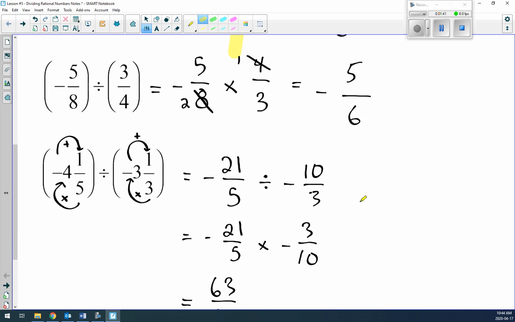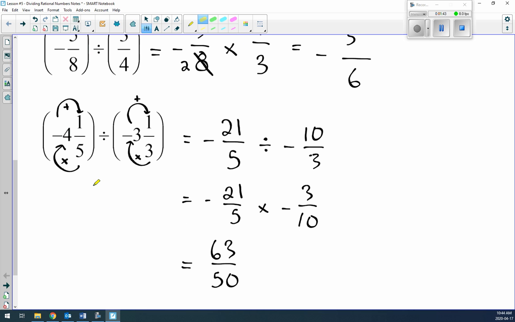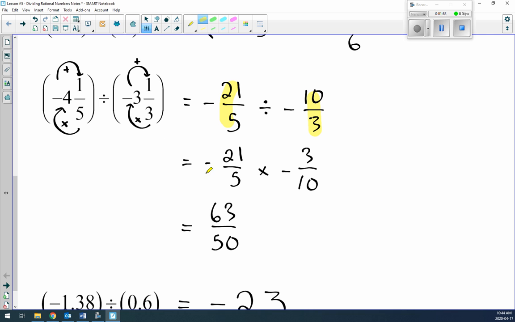What happens when you have a mixed number? Change it to improper. 5 times 4, 20 plus 1, 21 over 5, and it still is negative, right? Right there. 3 times 3 plus 1 is 10 over 3. It's still negative. There it is there. Now we can do our multiplication. Remember, flip the second one, not the first one. So the only one we flip is negative 10 over 3, and now it becomes negative 3 over 10.